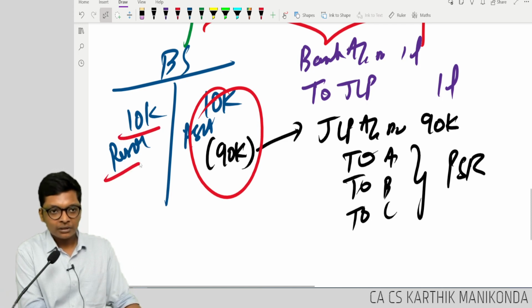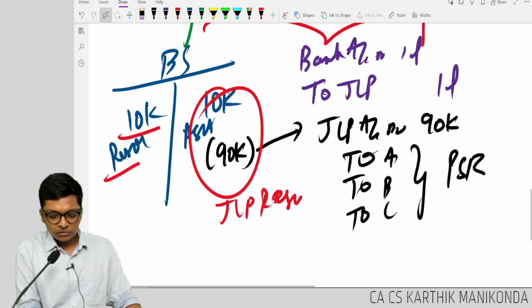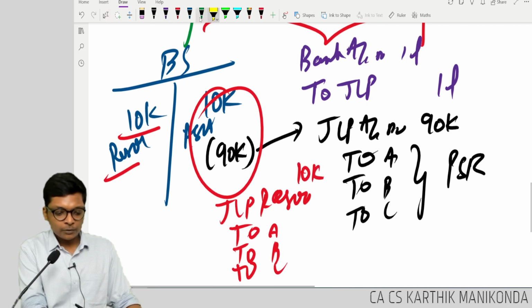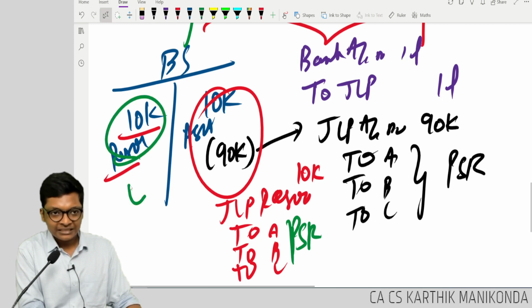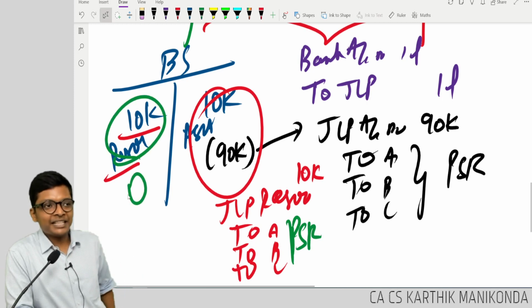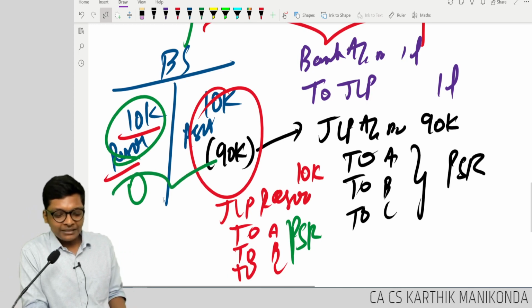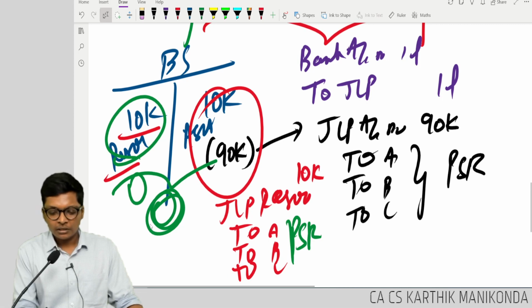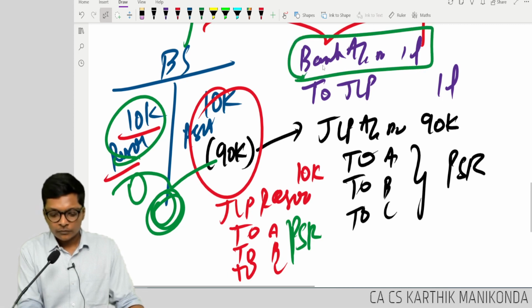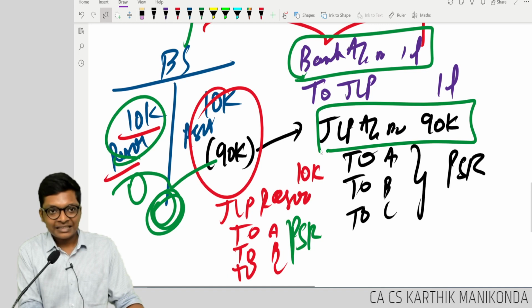What is still left? Liability side. So I will pass again JLP reserve to ABC for how much? 10,000. In what ratio? Profit sharing ratio. This also becomes 0. Now the objective is to make the JLP in the books as 0. Now in this you might have a doubt. Sir, we received 1 lakh. You shared 90 and you shared 10,000.